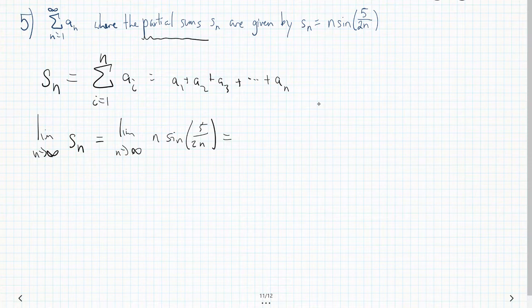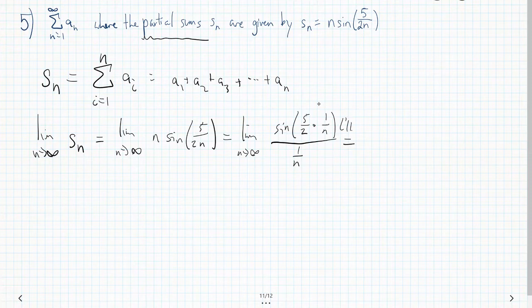So another way you can write the inside, by the way, is 5 halves times 1 over n. And I'd recommend that because it'll make our lives a little easier. So we'll write this as sine of 5 halves times 1 over n, just for the sake of when we're taking the derivative, life will be a lot easier in that case. So now when we plug in n going to infinity, you get 0 over 0, which is good. We want that, so we're in good shape now. So we can use L'Hopital's rule.